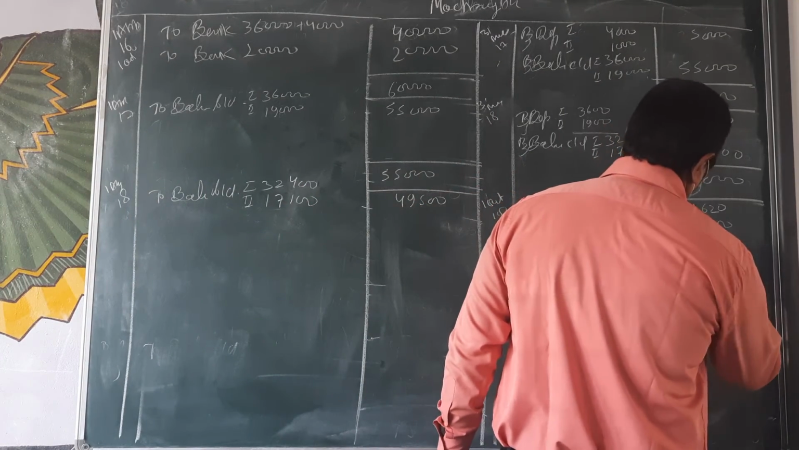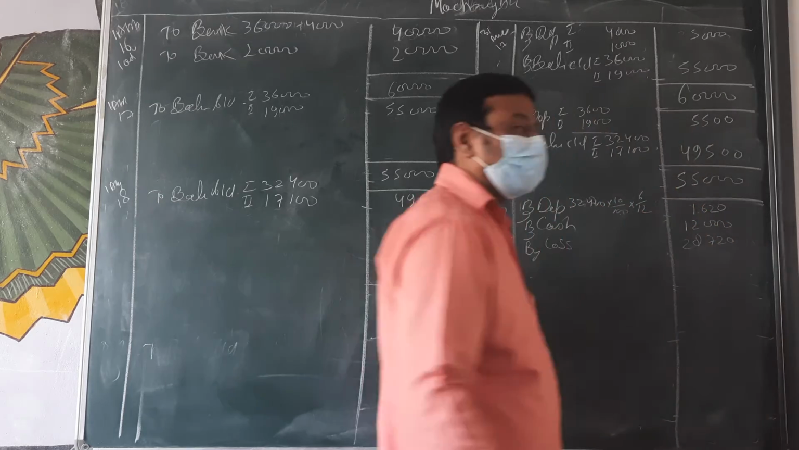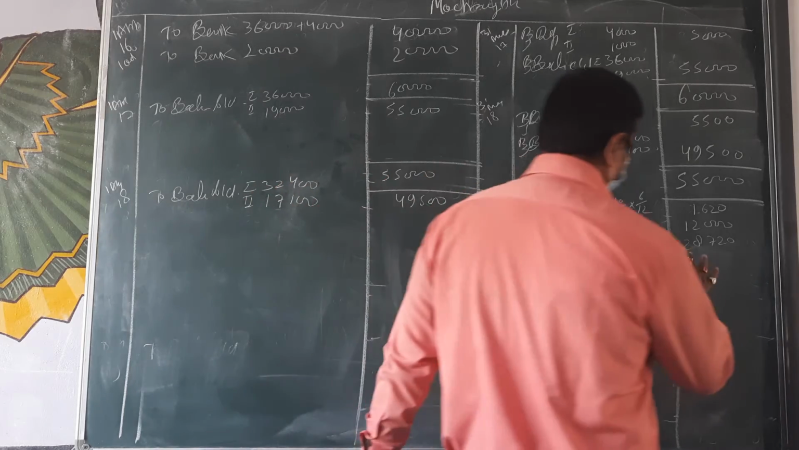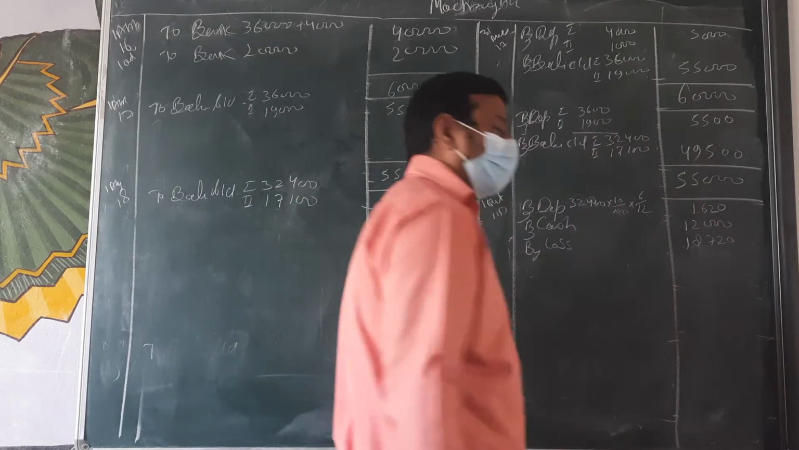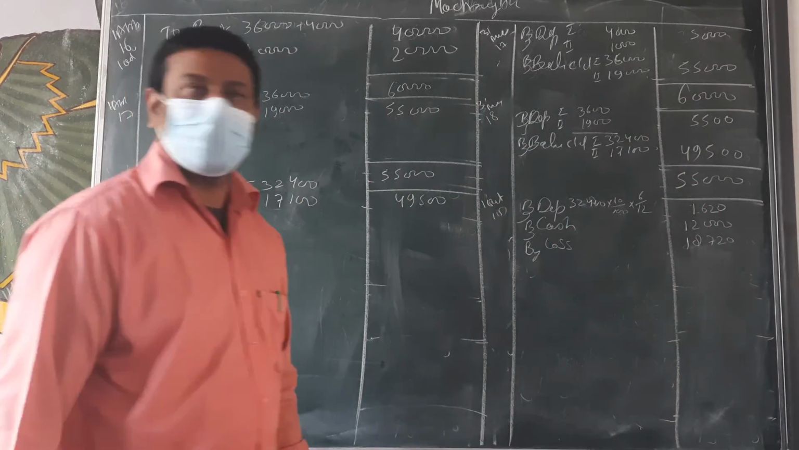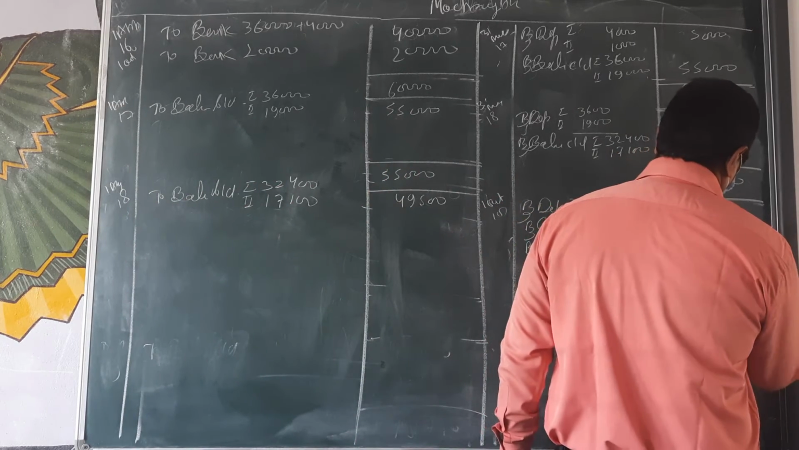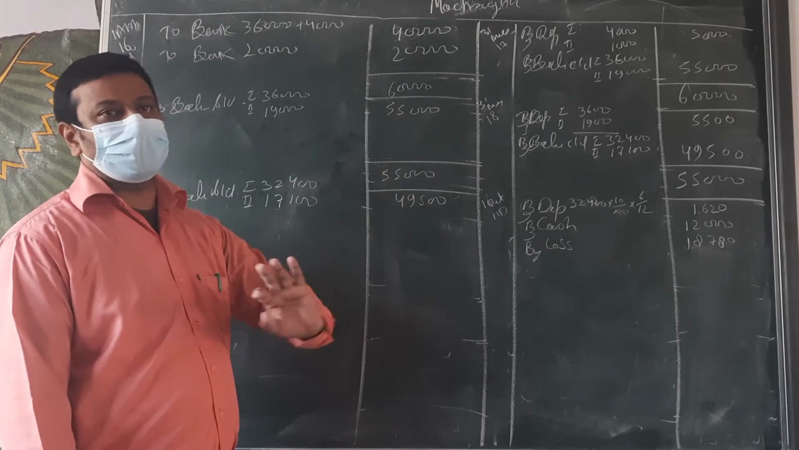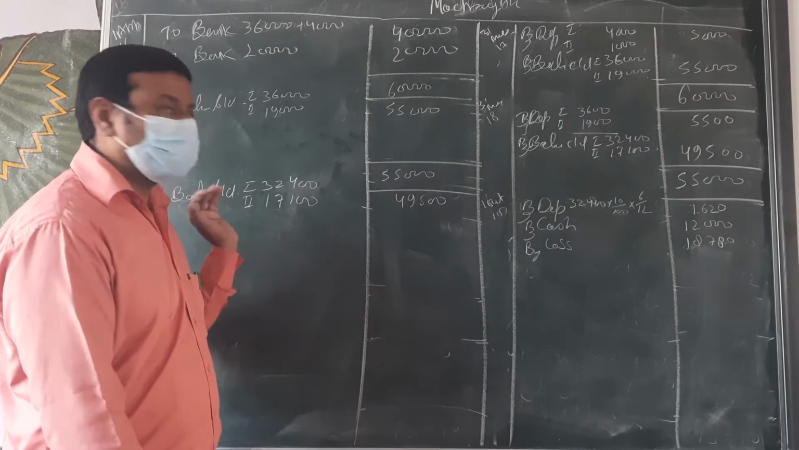18,780. It came or not? See, 18,780. It came in the answer. Now the first machine is finished. You have only one machine.